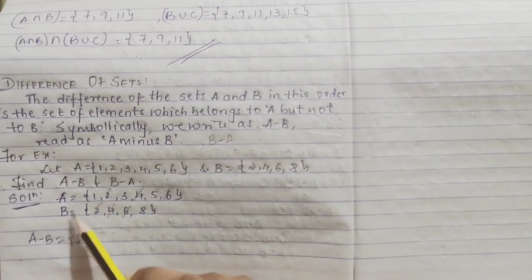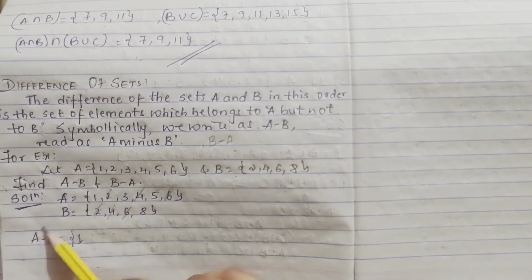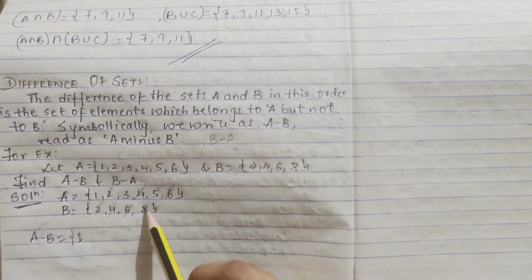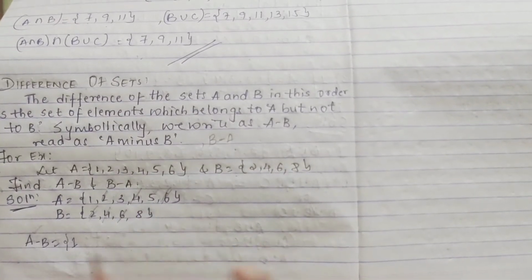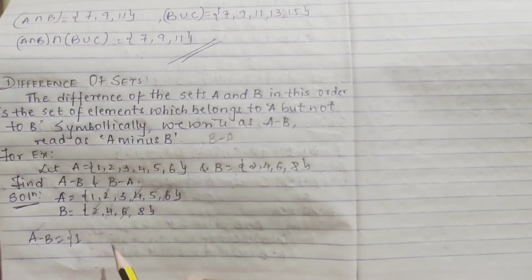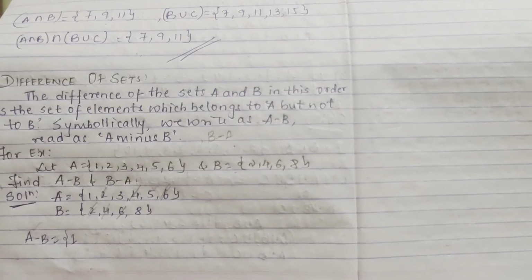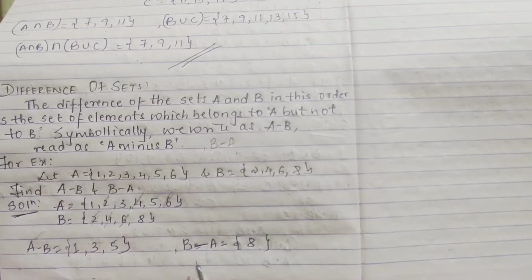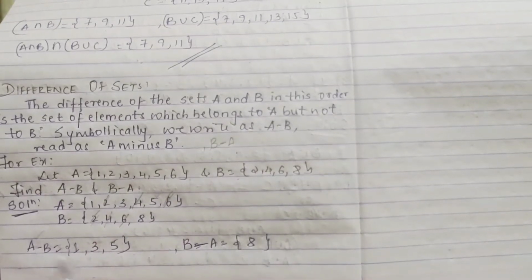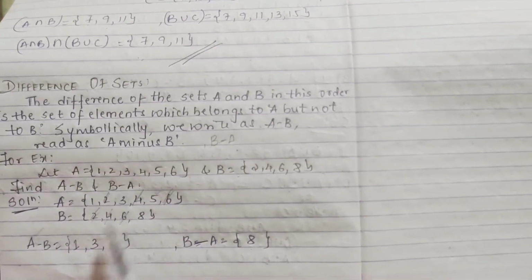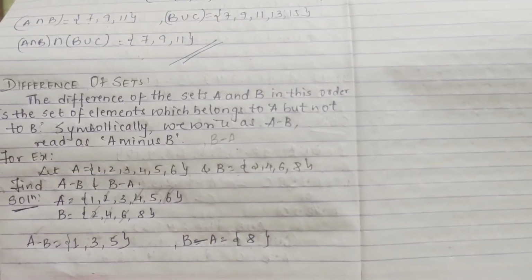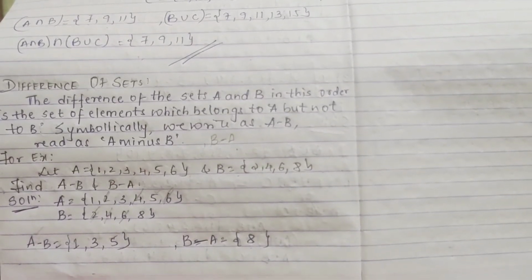Whenever they are telling A minus B, whatever is left in A, that will be in your set. The remaining B term, you are not supposed to write. If they are telling B minus A, then whatever is left in B, only that you will write. Am I clear to you all? So A minus B will be {1, 3, 5}, and B minus A will be only {8}. Understood? So this is useful in the practical problems.